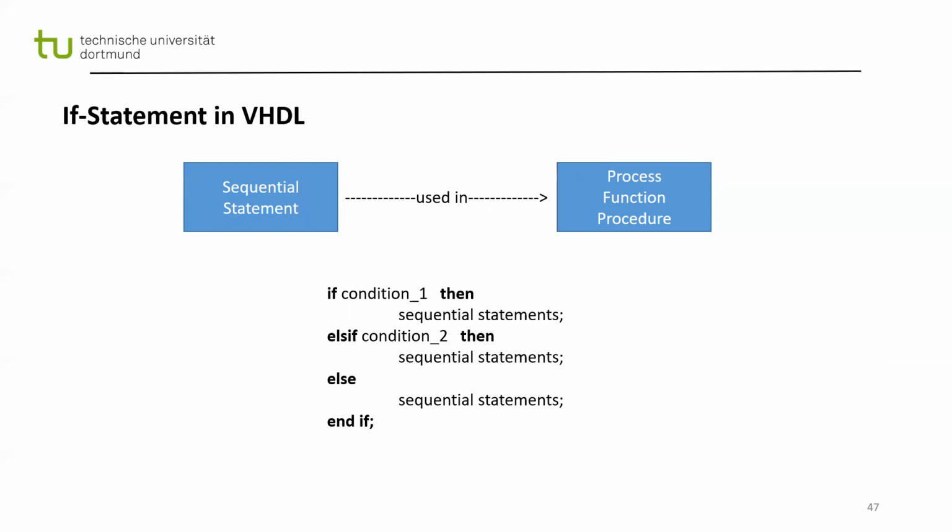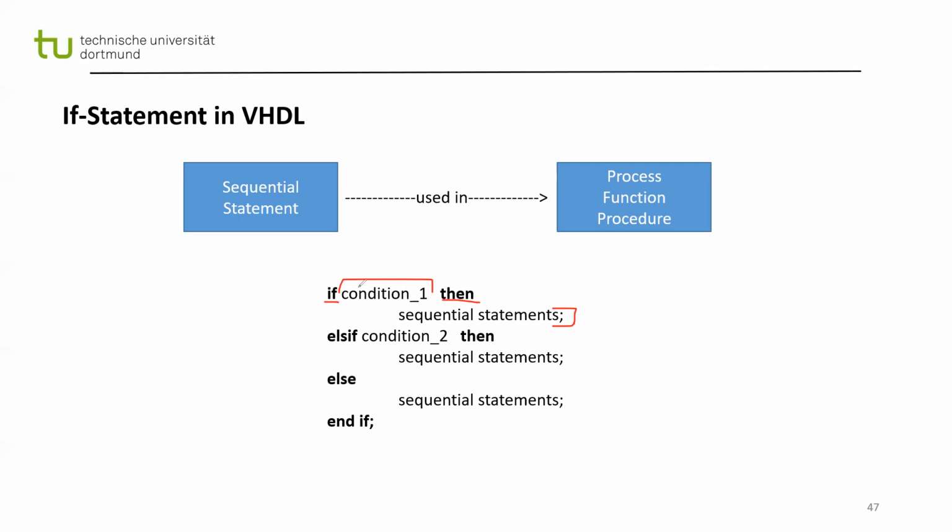The simplest if statement has the format shown on the current slide. You can spot the similarities between VHDL and any other language, including Java. Here we have an if, and then we place our condition between if and then, and if the condition is met, then we do any kind of sequential code or statements.